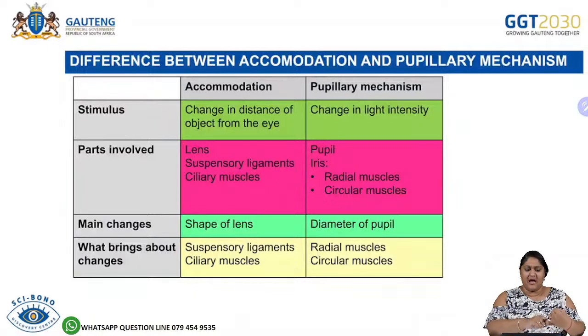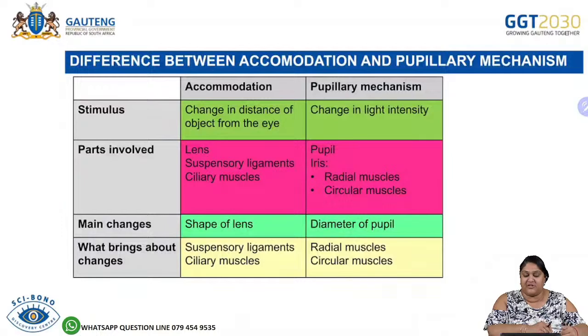So let's have a look at it. What is the stimulus for accommodation? It's the change in the distance of the object from the eye. Okay? What is the stimulus in the pupillary mechanism? It's the change in the light intensity. Then what are the parts involved in accommodation? It's the lens, suspensory ligaments, the ciliary muscles. Pupillary mechanism, it's the pupil, and the iris has radial and circular muscles. And the main changes are the shape of the lens and the diameter of the pupil.